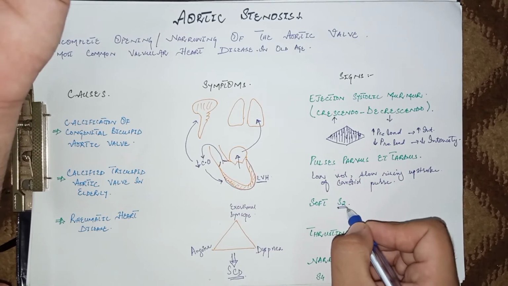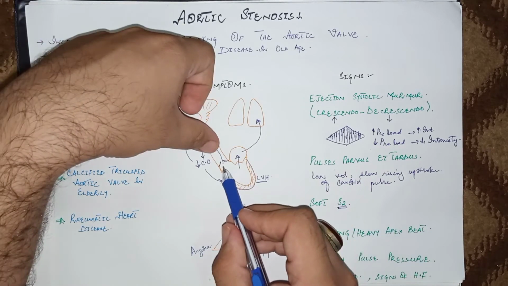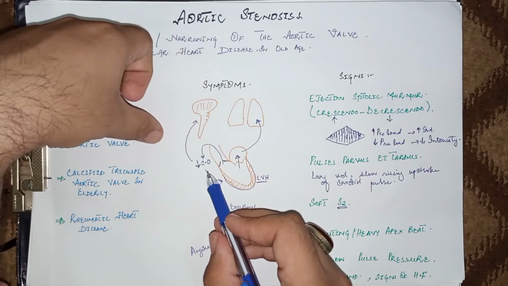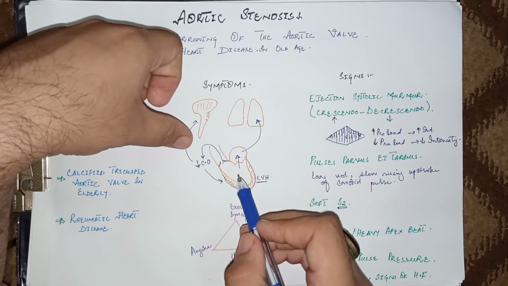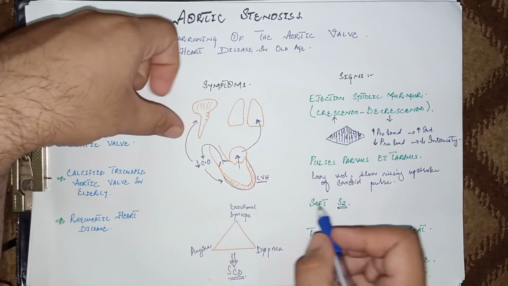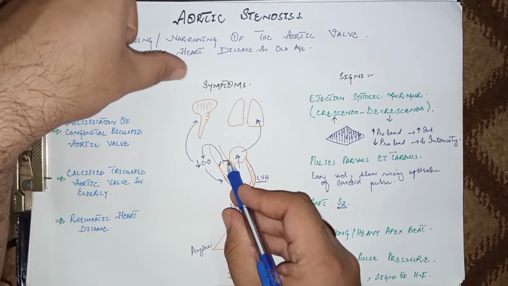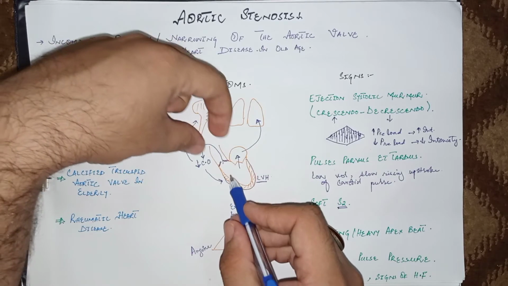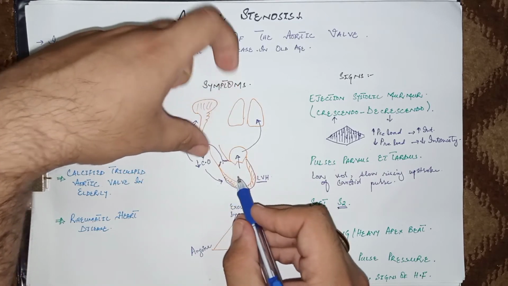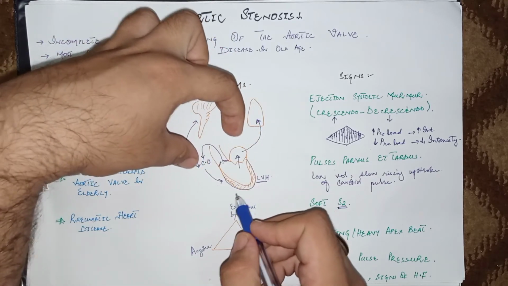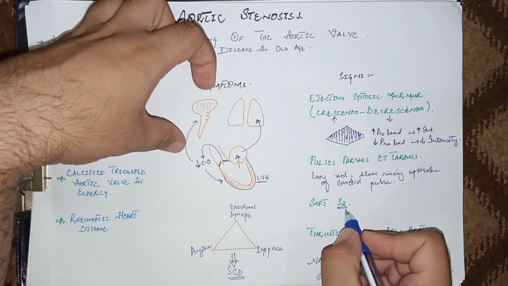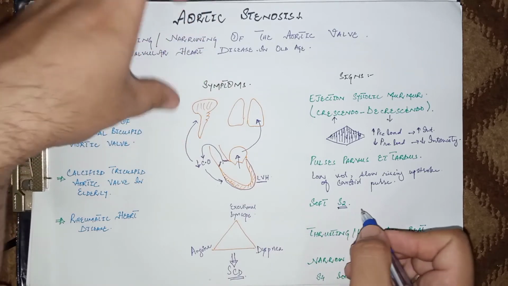This S2 sound is due to the closure of the aortic valve and pulmonary valve during the diastolic phase, during the filling phase. But due to the thick and less mobile aortic valve in aortic stenosis, no proper closure occurs during the diastolic phase as well. So there is a soft S2 sound in aortic stenosis.